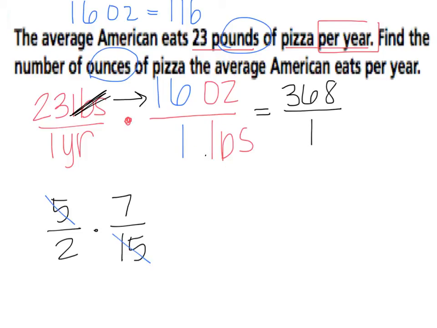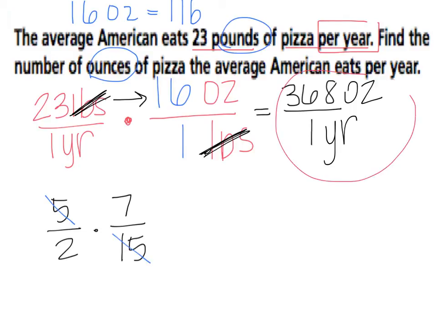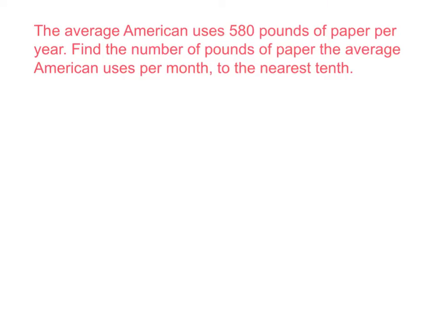Those are going to cancel out. So the unit that's left in the numerator is ounces, and year is still in the bottom, which is what the question wanted to know, which is how many ounces the average American eats per year. So our answer is 368 ounces in 1 year. All right, let's try another one.